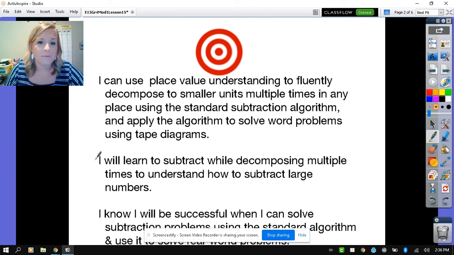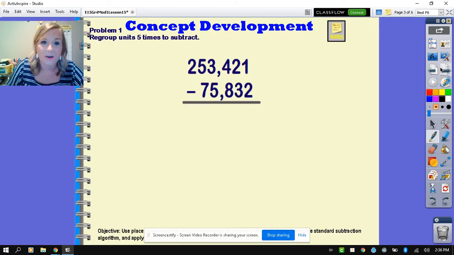You're going to learn to subtract while decomposing to understand how to subtract large numbers. We're going up to the 100,000, so it's really important to know when to borrow and when to just subtract. We will know we're successful today when we can solve subtraction problems using the standard algorithm and then solve word problems with the standard algorithm. Okay, we're going to go ahead and get started.